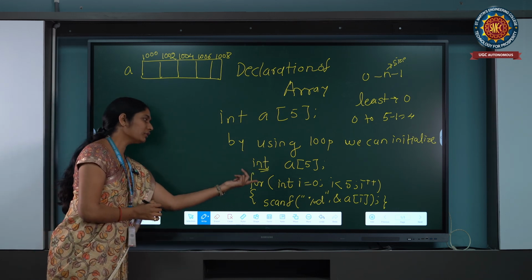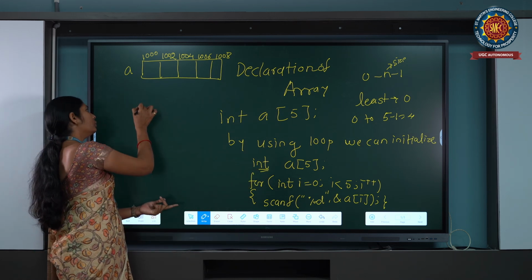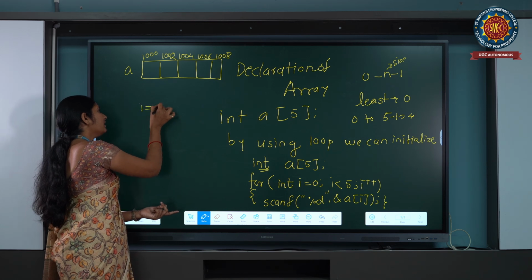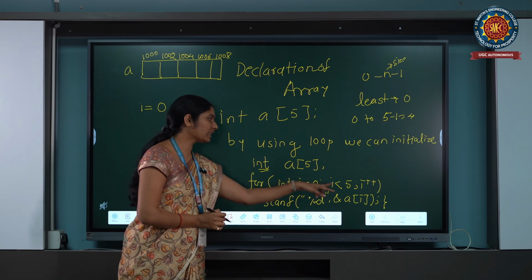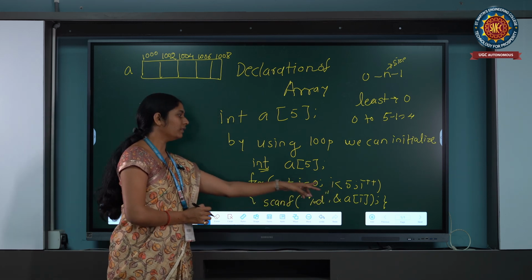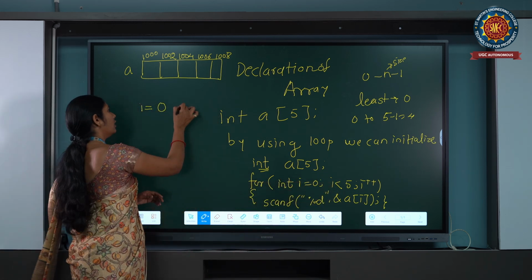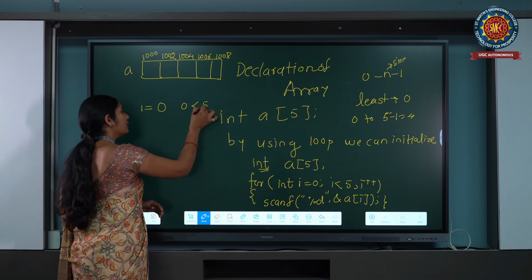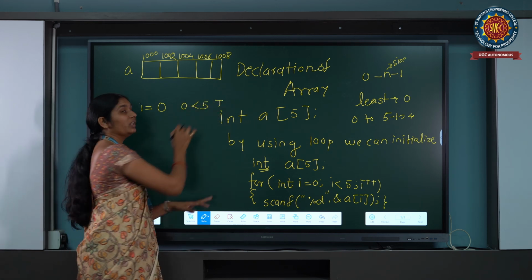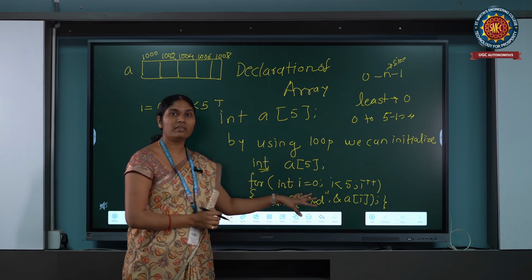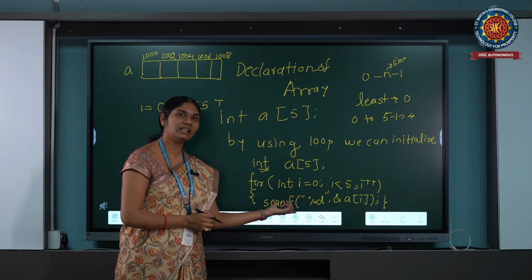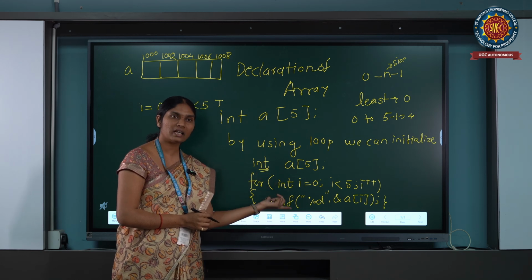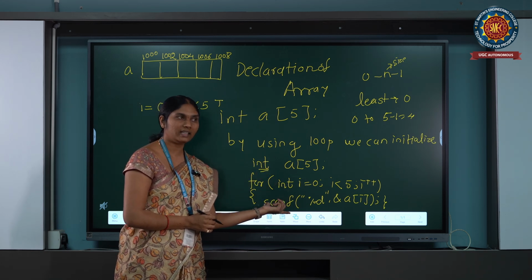Initially, after that we are taking a loop, and in the loop we are declaring the I value will be 0. First, initialization. Second, we check the condition whether 0 is less than 5 or not. 0 is less than 5, yes, condition true. If the condition is true, we go to the body of the loop. In the body of the loop, we are writing a scanf function. We use the scanf function for reading purposes.